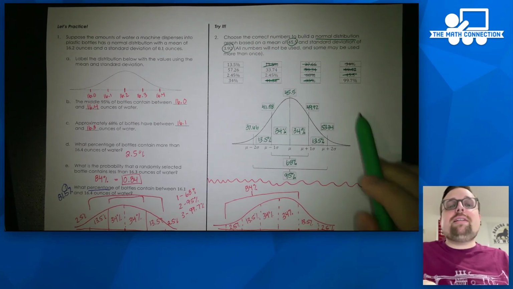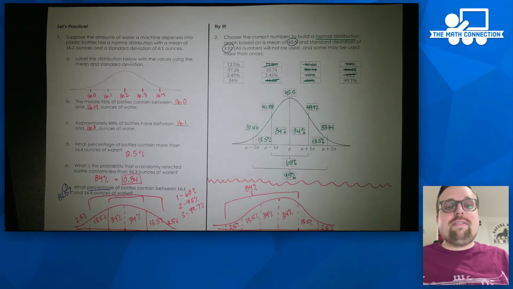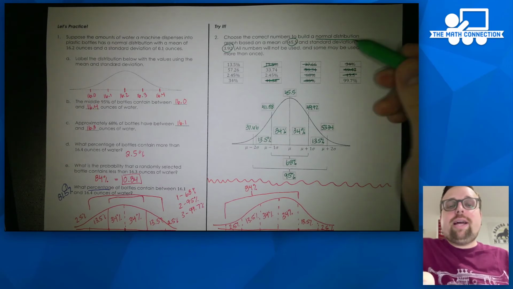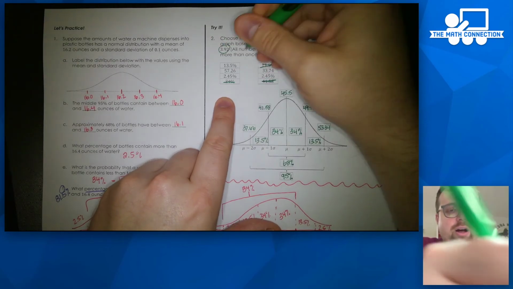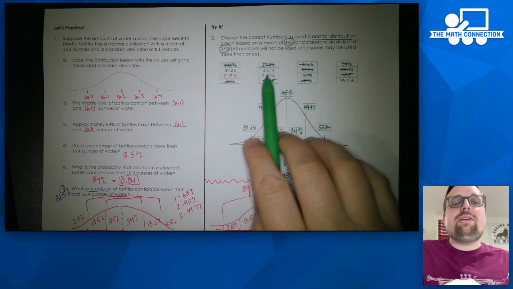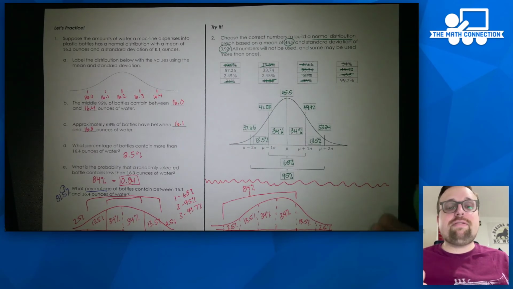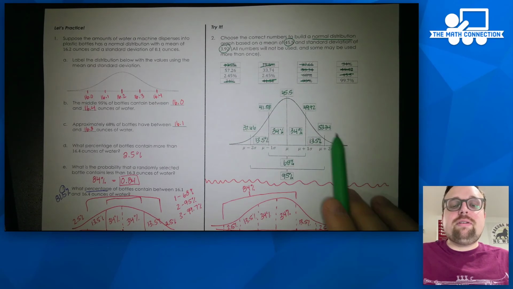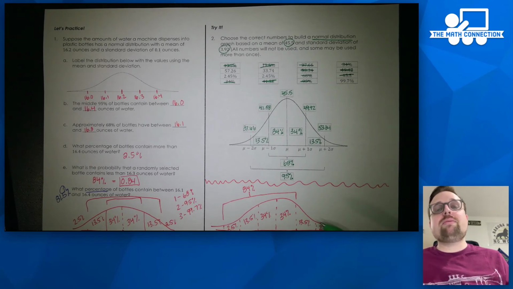Now you can see we did not use all of the things they gave us. Okay, wait, there's two 34s, so I'll cross that out, and two 13.5, so I'll cross that out. Okay, so we still didn't use all the data that they gave us, which is totally fine. But we have filled in all the boxes, so we're good to go on this one.